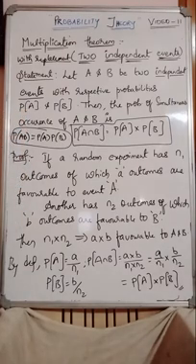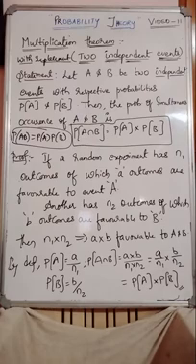Remember, for dependent events the formula is different: P of A intersection B equals P of A into P of B given A, or P of B into P of A given B. That is for dependent events. For independent events, it is completely the product of the two different probabilities of A and B. Clear? Now I hope you understand both the multiplication theorem for the dependent case and the independent case.